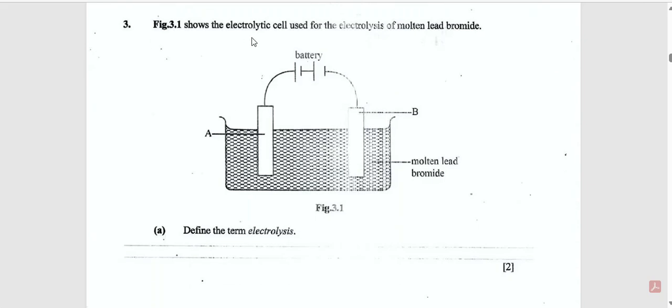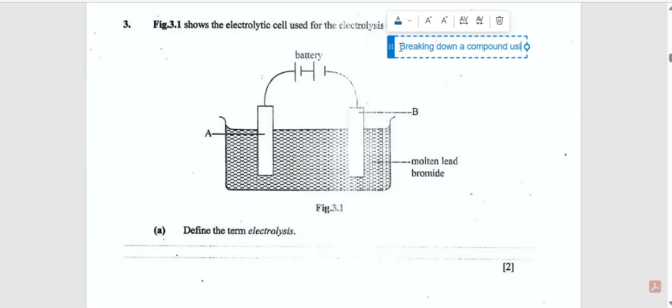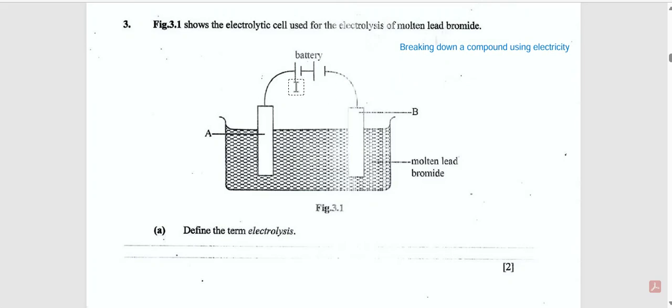The diagram shows the electrolytic cell used for electrolysis of molten lead bromide. Electrolysis is breaking down a compound using electricity. You need to remember that. In the electrolytic cell, you need to know that the battery has two sides. The longer side is the plus, and the shorter side is the minus. You need to memorize that. The electrode connected to the plus is called the anode, and the one connected to the minus is called the cathode.